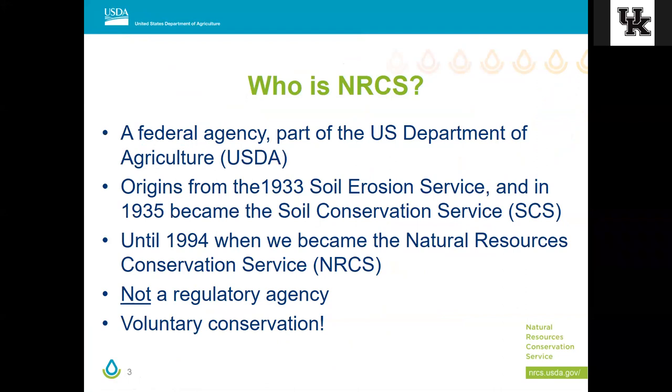So we've been around a long, long time. In fact, we've been around since the Dust Bowl days. We started out in 1933 as the Soil Erosion Service. In 1935, we became the Soil Conservation Service. We were SCS until 1994, when we realized that our mission was bigger than just soil erosion and soil conservation, but that we dealt with all the natural resources. So we changed our name to the Natural Resources Conservation Service.